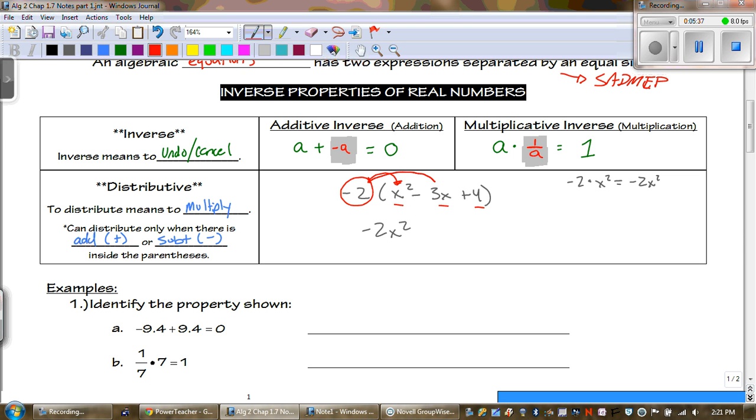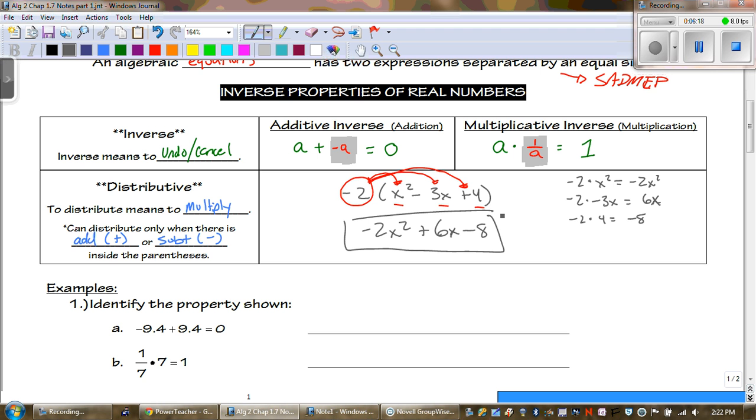The next thing you multiply is negative 2 times negative 3x. Well, a negative times negative is positive x. So we get plus 6x. All right, and the last thing that you multiply is negative 2 times positive 4. So you'd write negative 2 times 4. Well, that gives you negative 8. And then that's your final answer. Okay?